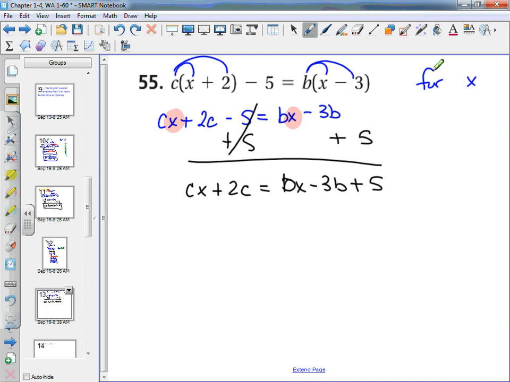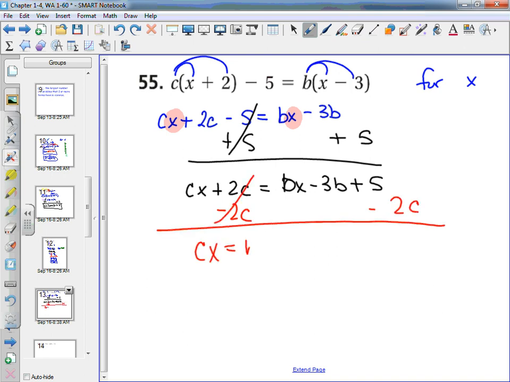What else do I got to do now? Get rid of the 2C. How do I do it? Subtract 2C from both sides. Left to right, CX is equal to BX minus 3B plus 5 minus 2C. Okay. Now what? Do I have everything that's an X on one side and everything else on the other?